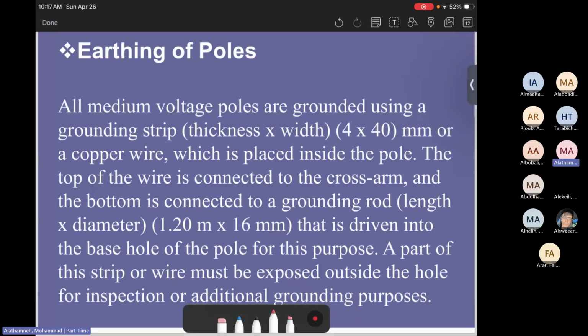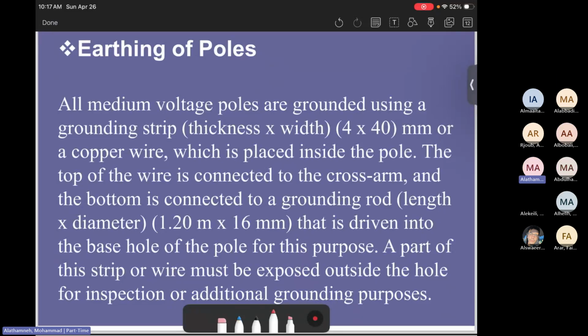Earthing of poles. All medium voltage poles are grounded using a grounding strip with a thickness of 4 times 40 millimeters, or a copper wire. So it can be either a grounding strip or copper wire. The ground is placed inside the pole, and the top of the wire is connected to the cross arm, and the bottom is connected to the grounding rod, 1.2 meters to 1.6 meters, that's driven into the hole.